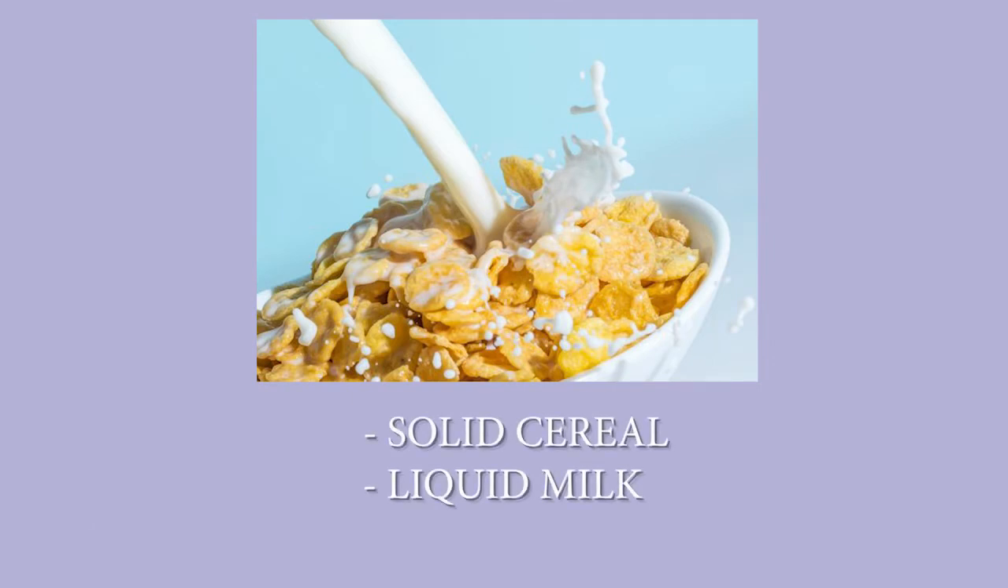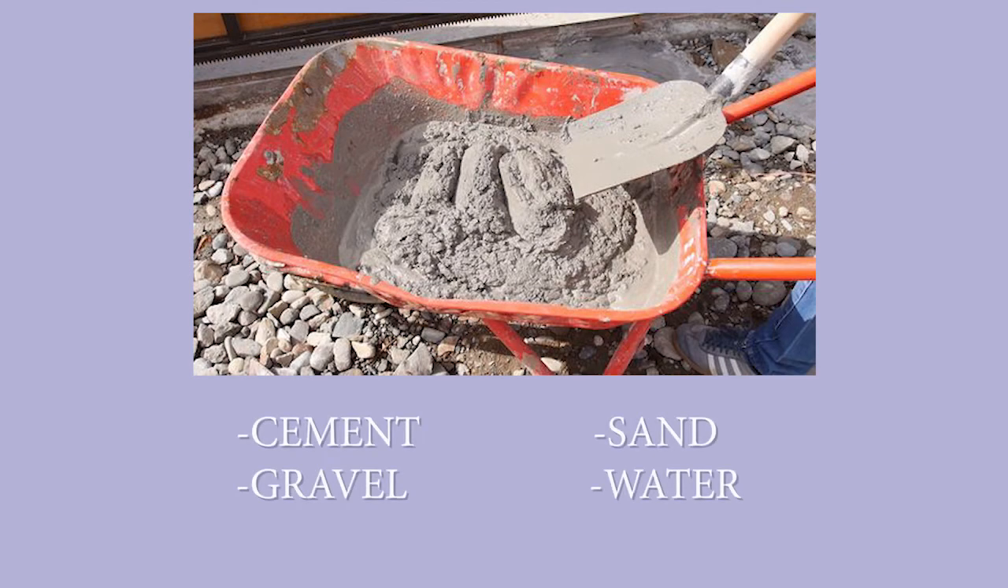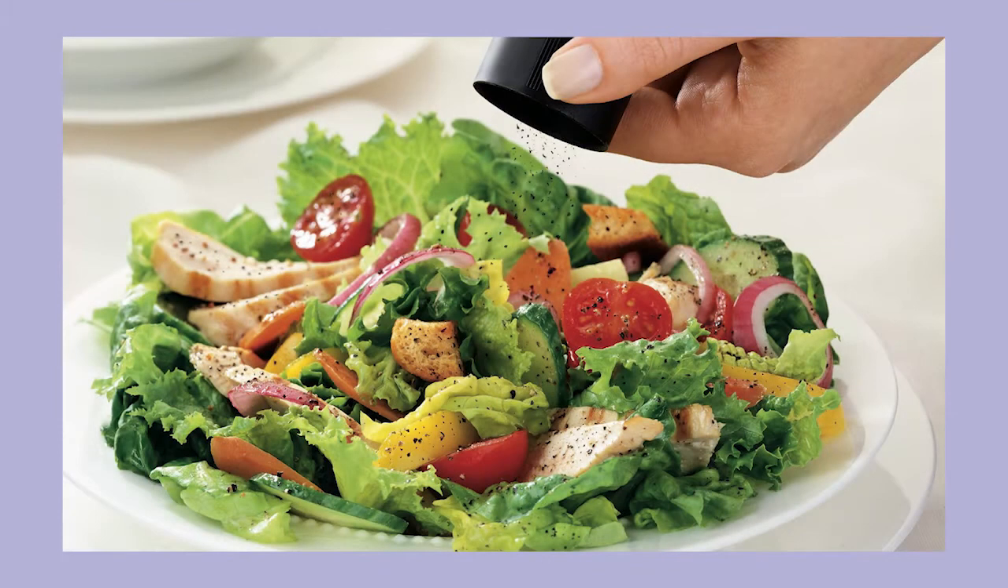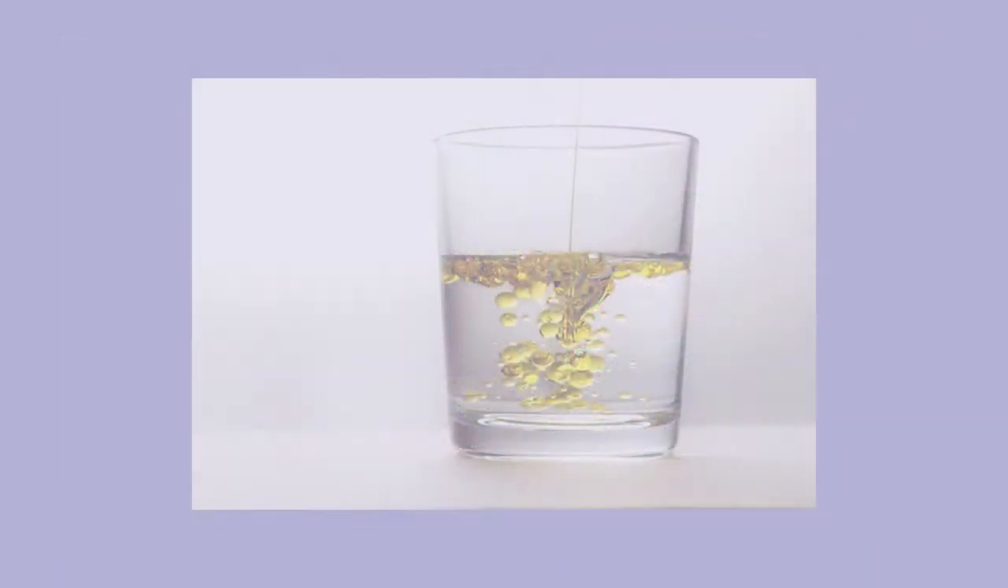Cereal in milk is a great example of a heterogeneous mixture. It consists of a solid cereal in liquid milk. Other examples: concrete, which is a heterogeneous mixture of cement, gravel, sand, and water. A glass of orange juice. A toast salad. Oil and water, and many more.